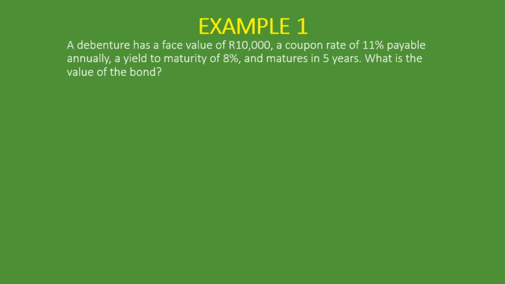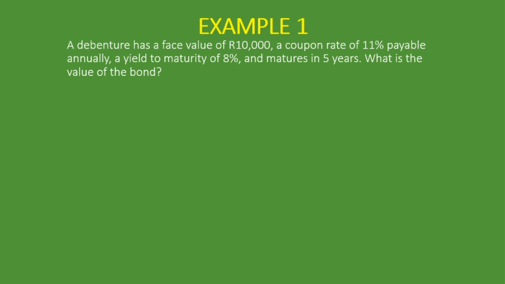So we are given enough information here. We are told the debenture has a face value of 10,000 Rand. That means worth 10,000 Rand. It has a coupon rate of 11%. That means that is the interest rate that we can expect every year from the investment in this debenture, and it's payable annually. A yield to maturity of 8%. This is the return that we can expect. That means we use this yield to maturity to discount all future cash flows, and matures in 5 years. What is the value of the bond?